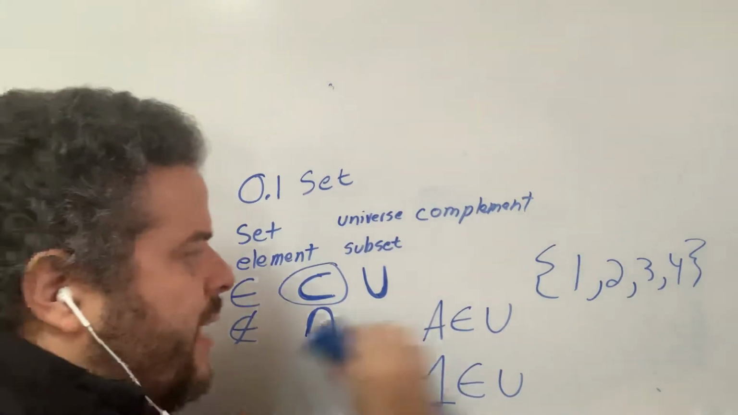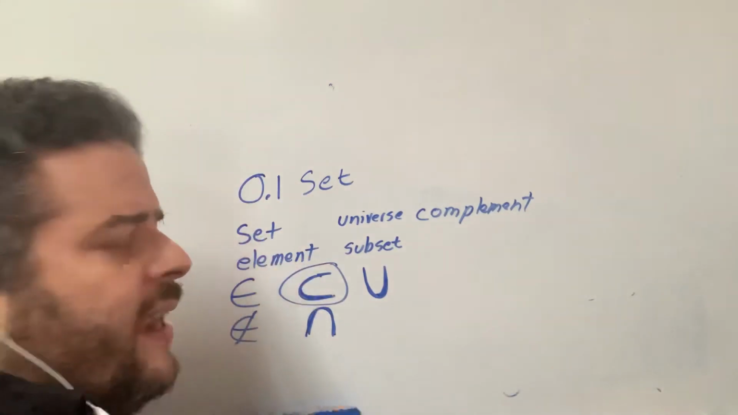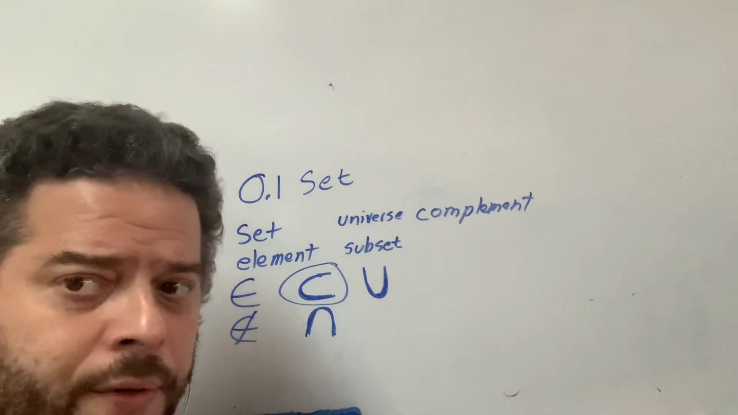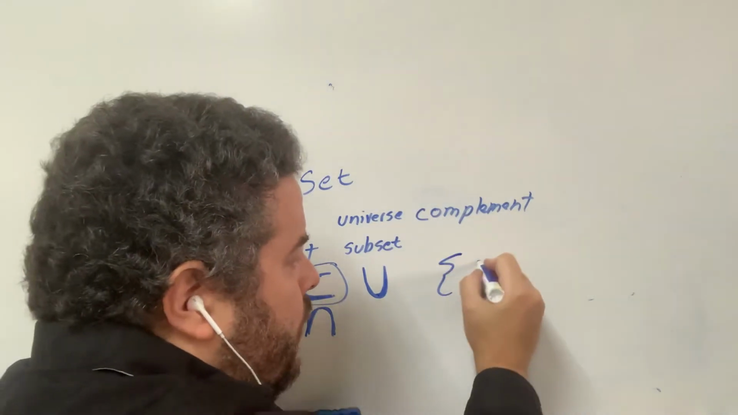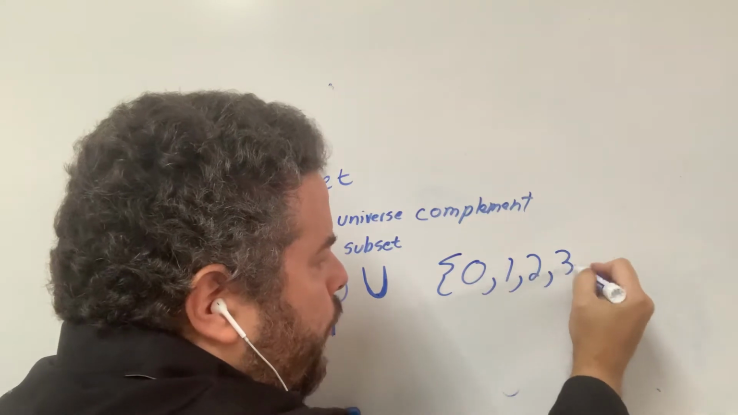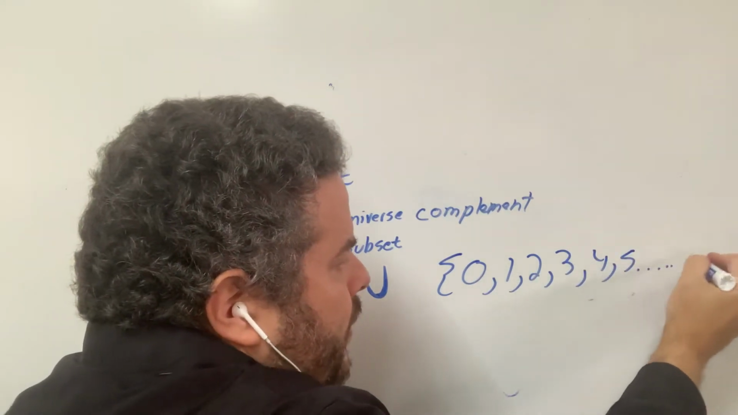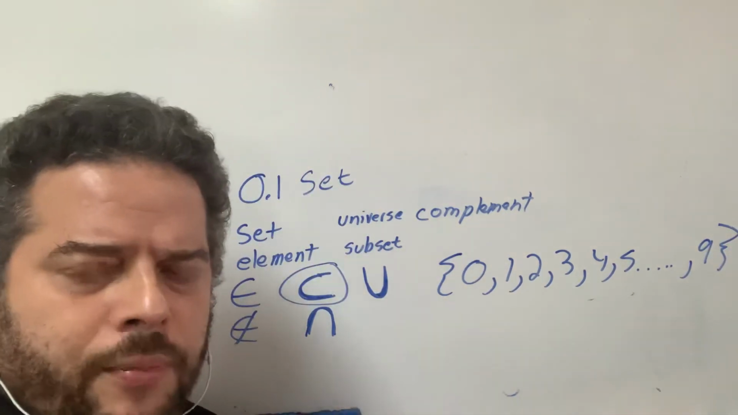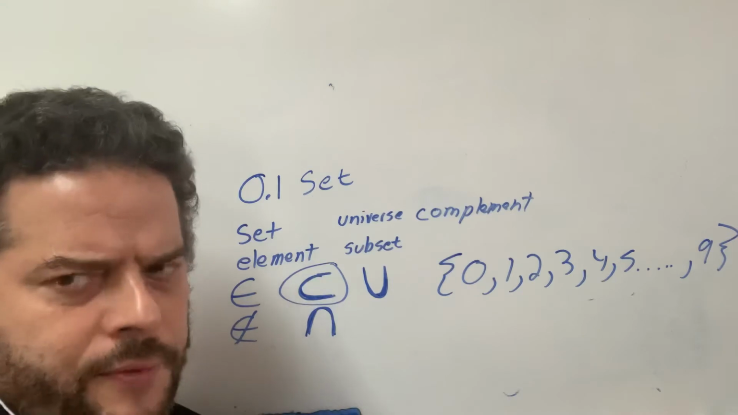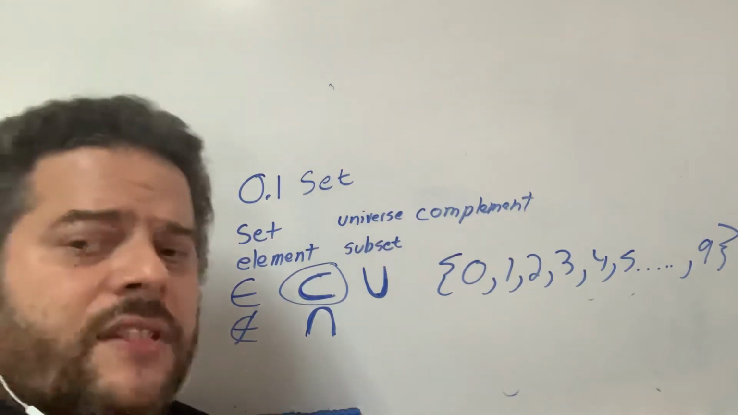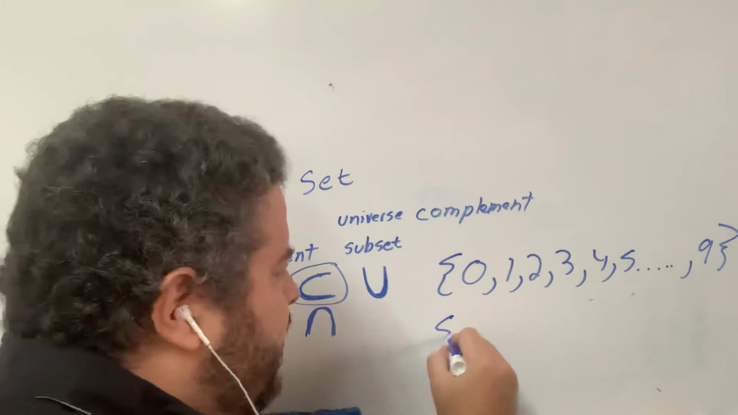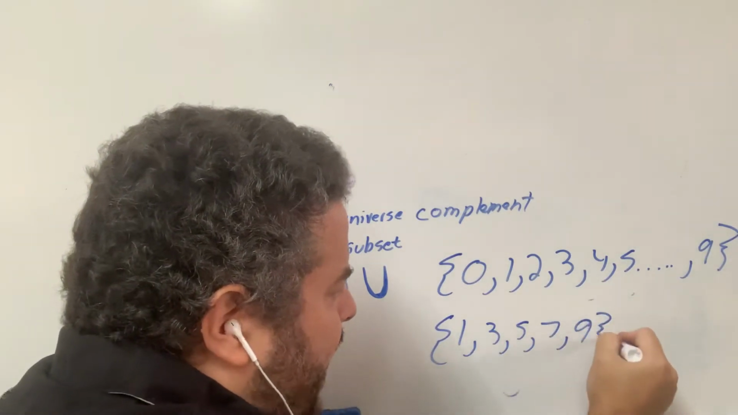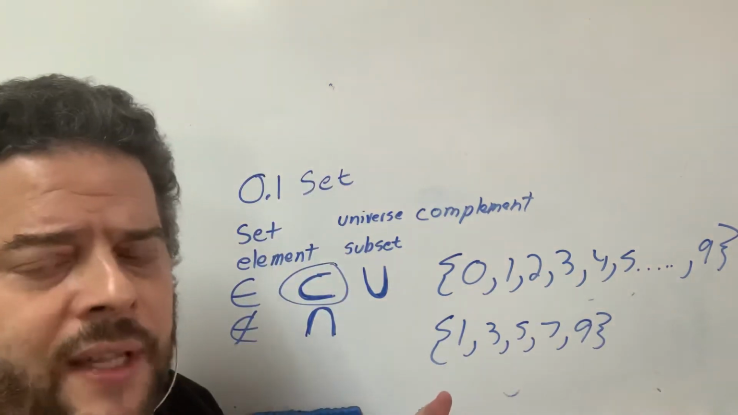Let me give you a couple of examples. Let's say I'm stating right now that the universe is all whole numbers from 0 to 9. 0, 1, 2, 3, 4, 5, up to 9. That is my particular universe for this problem. My universe is whole numbers from 0 to 9. Now, I can have a subset of those numbers. Let's say my subset is 1, 3, 5, 7, 9.